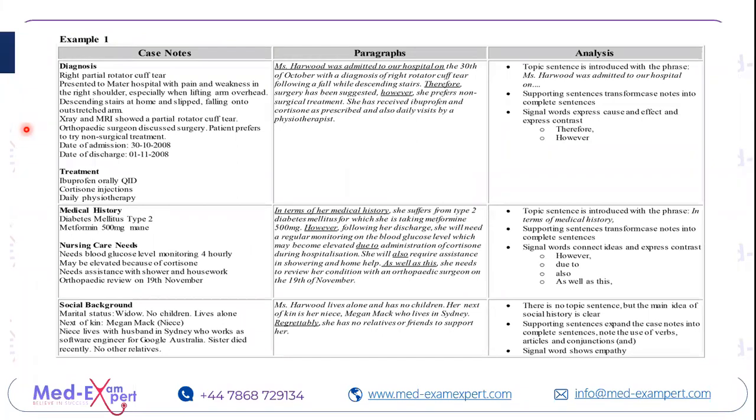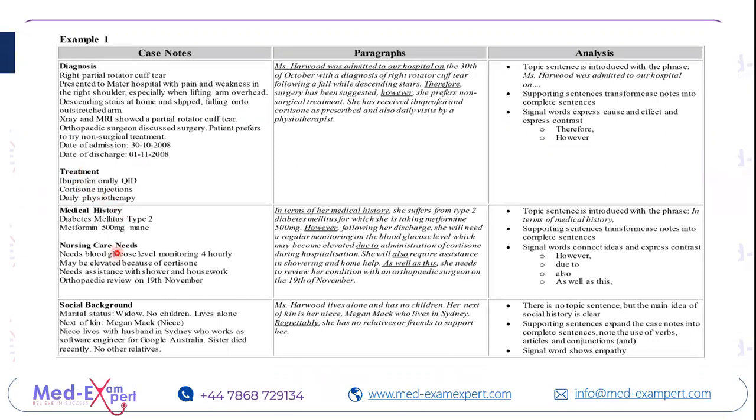All right, so we have some more examples here. We have the case notes here. The diagnosis is right partial rotator cuff tear, presented to Metro Hospital with pain and weakness in the right shoulder, especially when lifting arm overhead. Descending stairs at home, slipped, falling onto the outstretched hand. X-ray MRI showed a partial rotator cuff tear. Date of admission, date of discharge is given, and treatment was ibuprofen, cortisone injections, and daily physio.